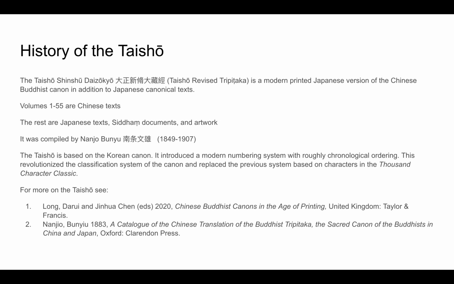Now, if you want to see more about the canon and modern canons, you can see Lung Da Rei's and Jin Hua's book on the Chinese Buddhist canon in the age of printing, just published last year. And also the original 1883 publication of the Catalogue of the Chinese Translation of the Buddhist Tripitaka, from Nanzhou Bunyu.